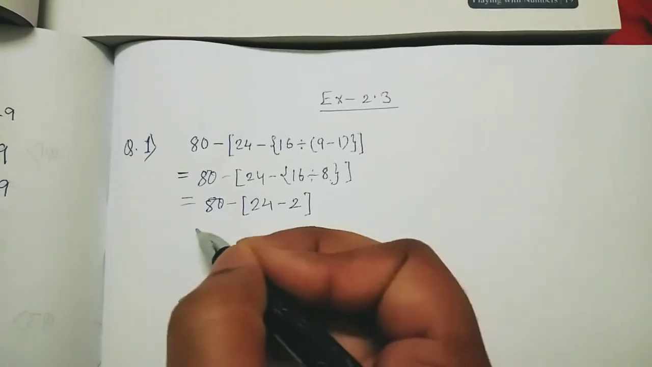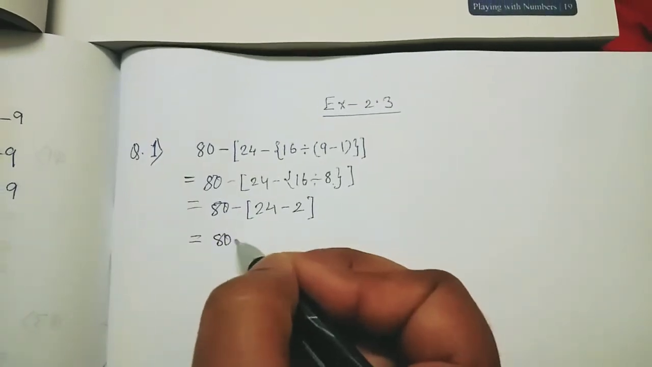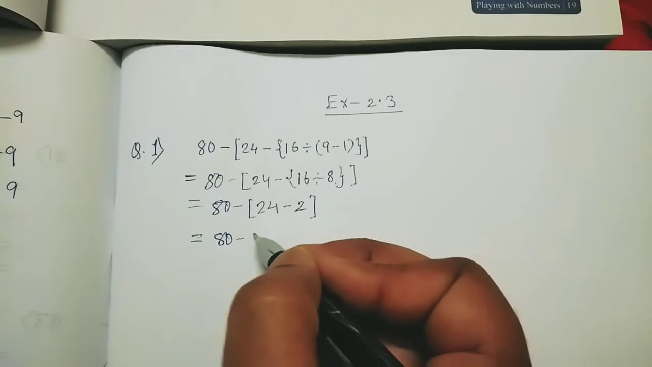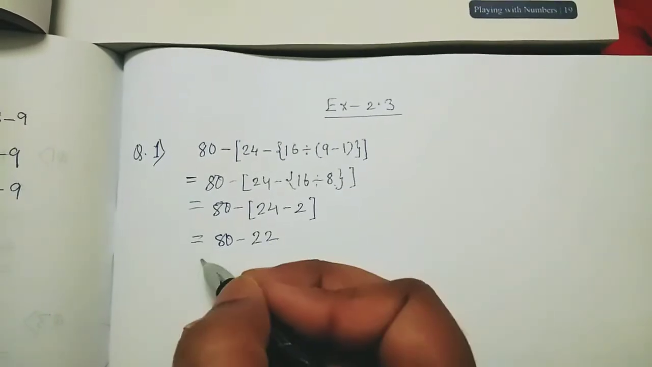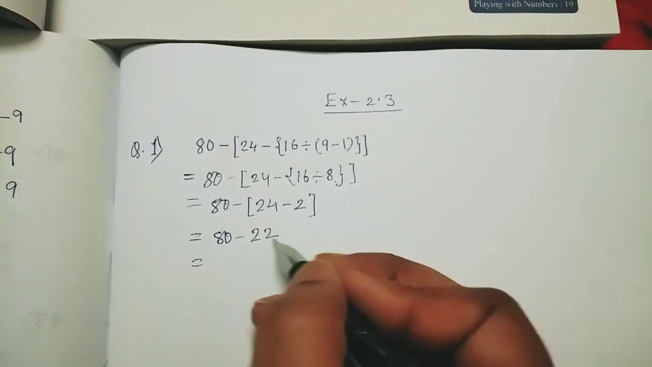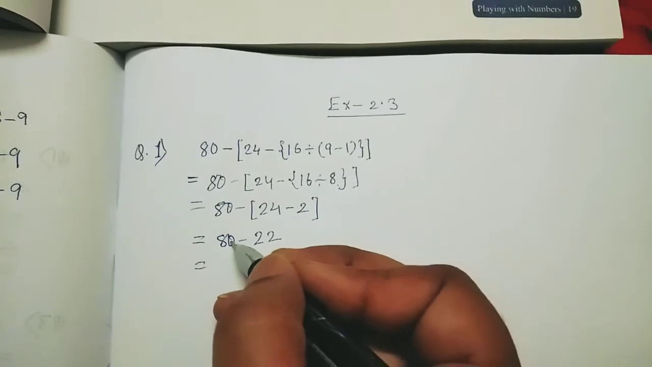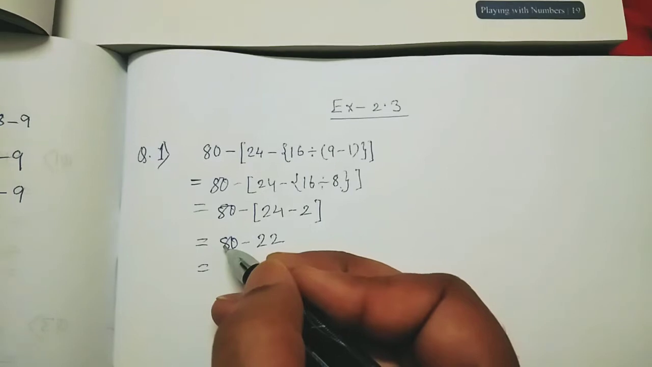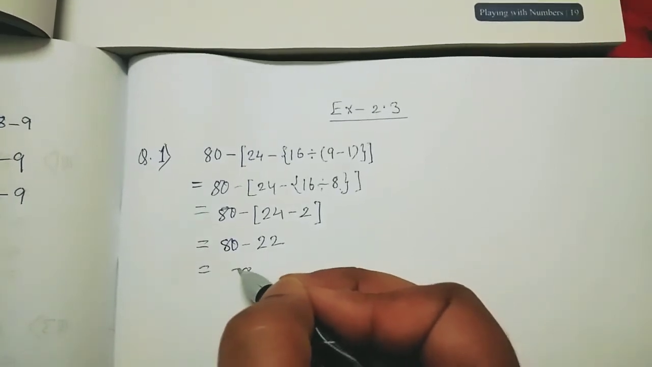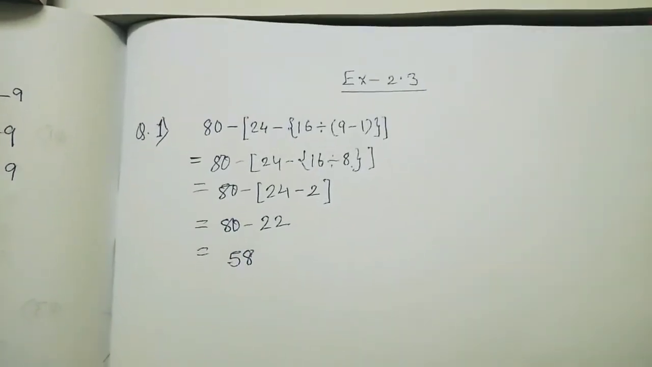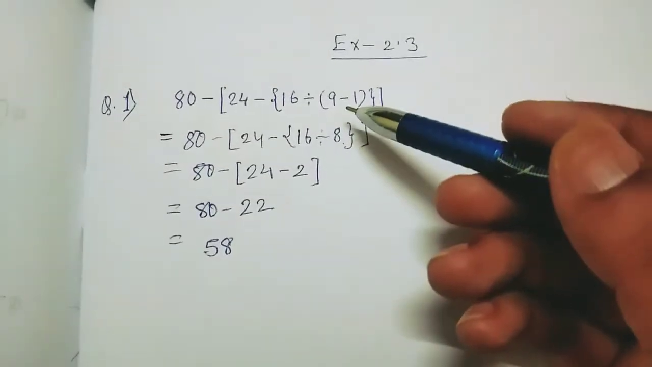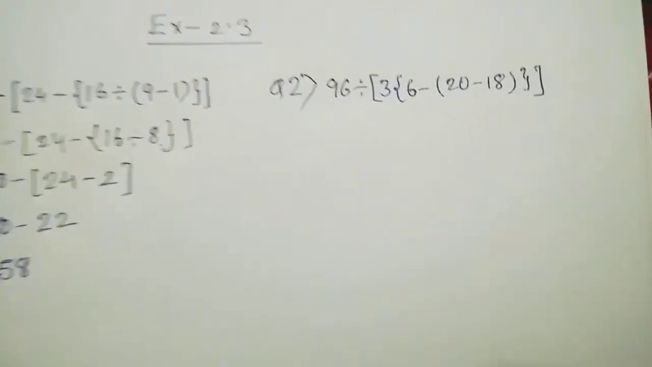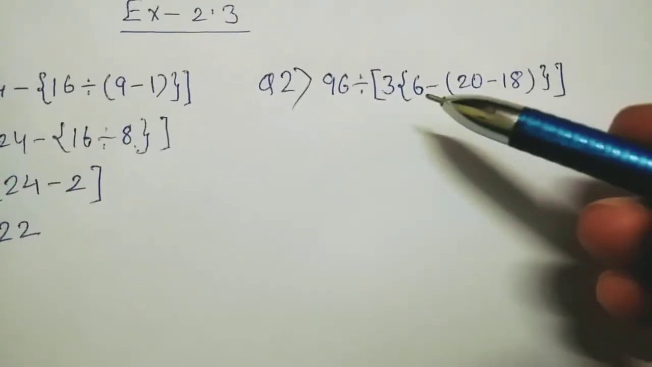Now this third bracket remains, 80 minus 24 minus 2. It is 22, right? Now 80 minus 22. So this is 10 minus 2, 8. Here 7 minus 2, 5. So the answer is 58. So in this way, step by step, you have to solve the brackets. Okay, now students, let's solve question number 2.